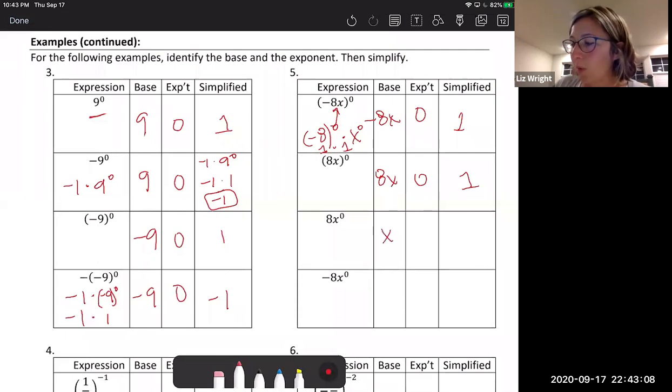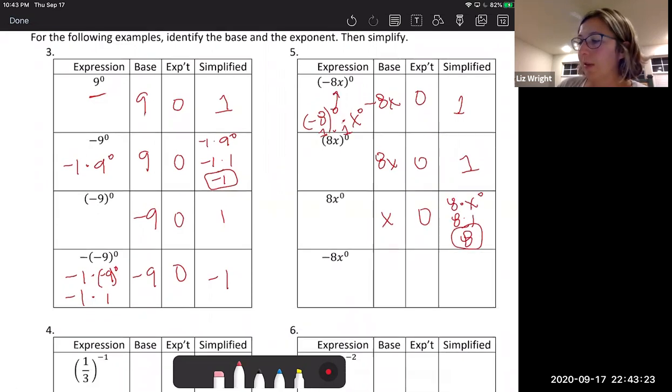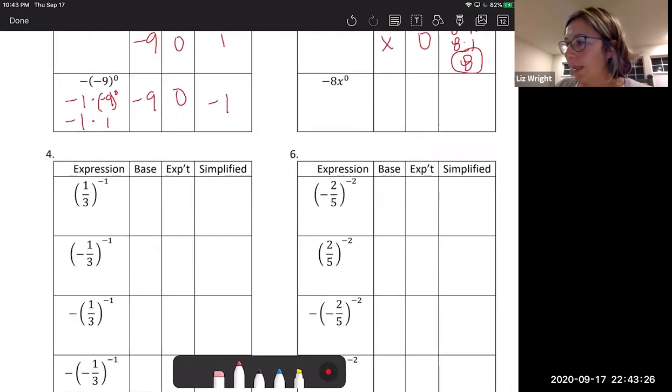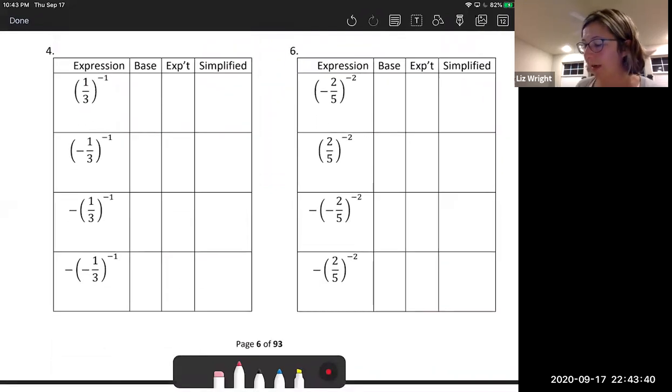Here our base is only x because we don't have parentheses around that entire quantity. The exponent is 0. And so we're going to have 8 times x to the 0. And so we've got 8 times 1, which is going to ultimately give us 8 for our final answer. And then for our next one, we've got x as our base and 0 as our exponent. And so we've got -8 times 1, which is going to give us -8 for that one. And so now we're ready to look at our last two examples here.